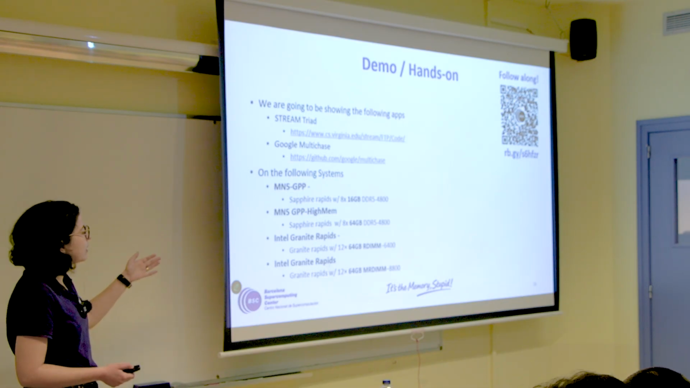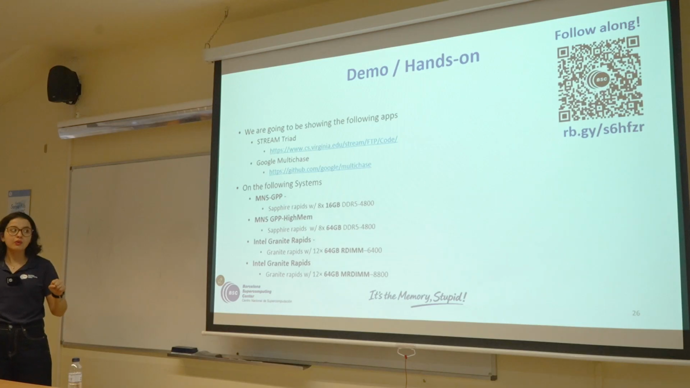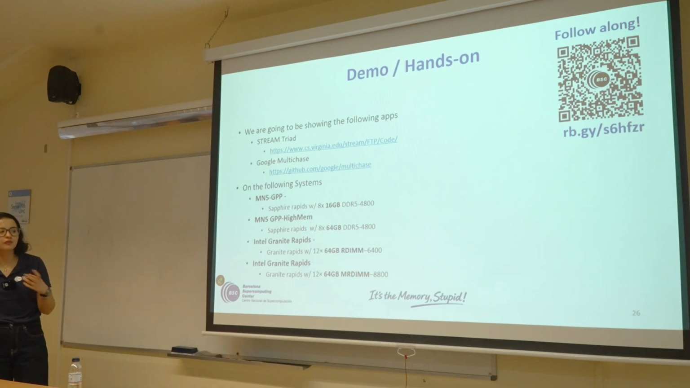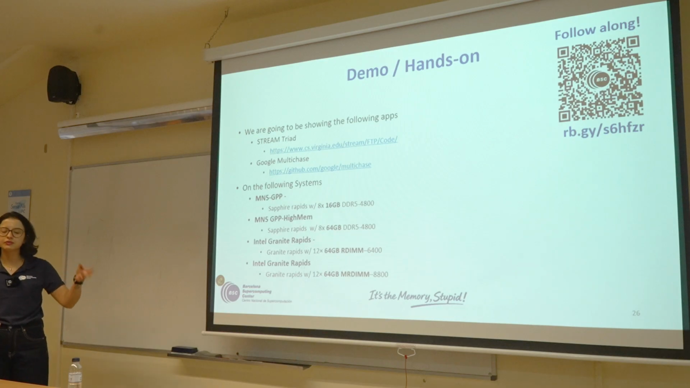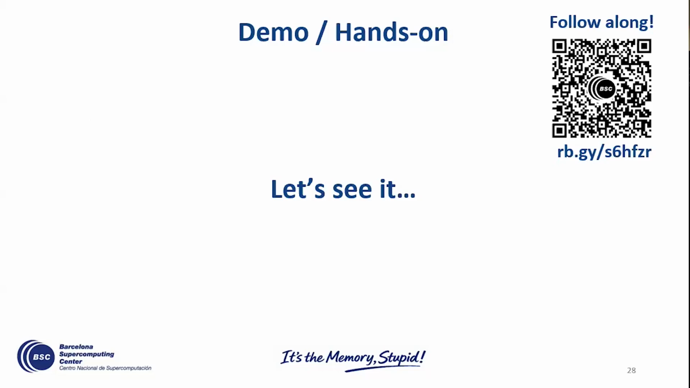And one more demo about RDIMMs to MRDIMMs. So let's see how this extra bandwidth would impact the performance of my applications. So we have the QR code here and also the link if you want to download the materials, the visualizer, they are all in this link. So as I was saying, I will start with Mariana 5 GPP to HiMem and then RDIMMs to MRDIMMs. So let's see it. I will open the visualizer now.